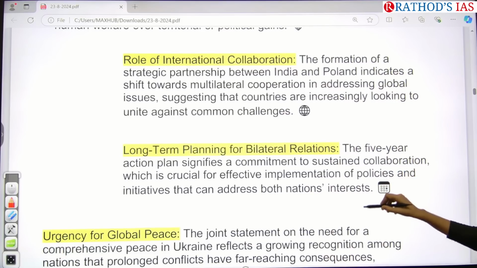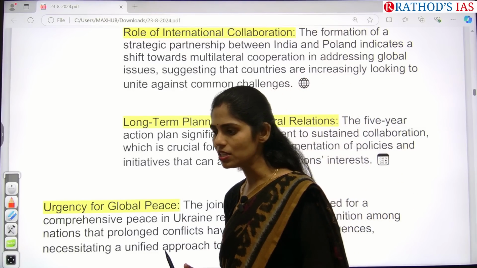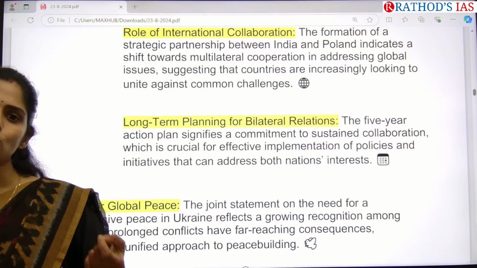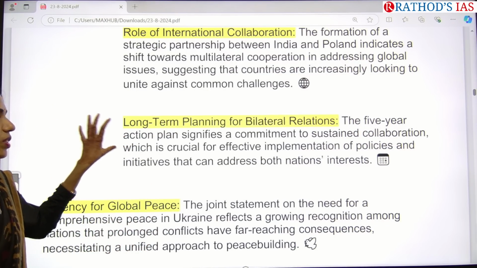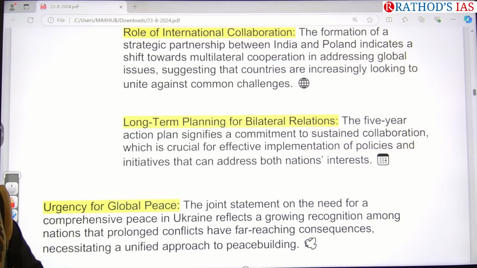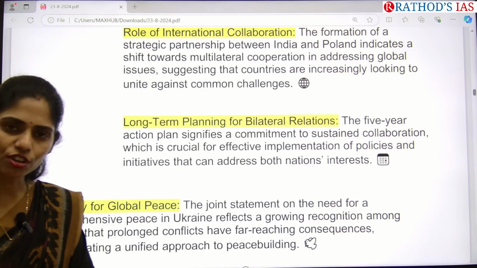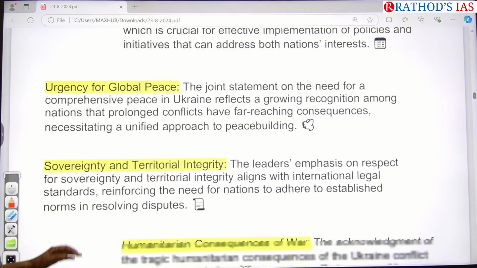The next one is, whenever we are moving forward with bilateral relations, bilateral meaning the relationship between two countries, we have to always focus on long-term planning. This is very important. Long-term planning is very important for crucial implementation of policies, and we also have to address the issues of both nations. The next one is, we have to focus on global peace.